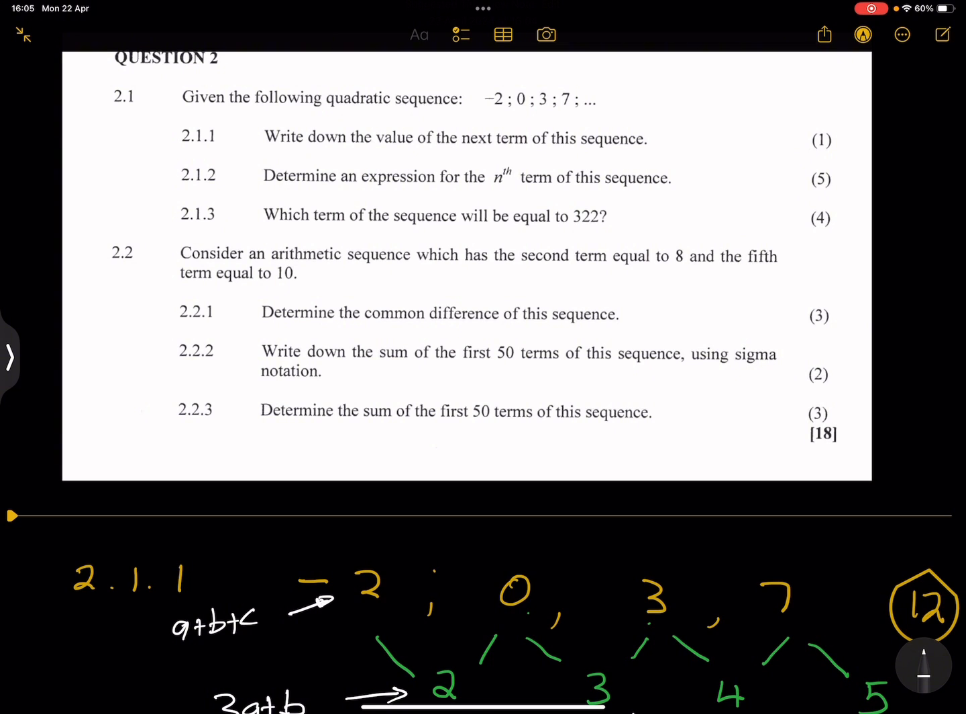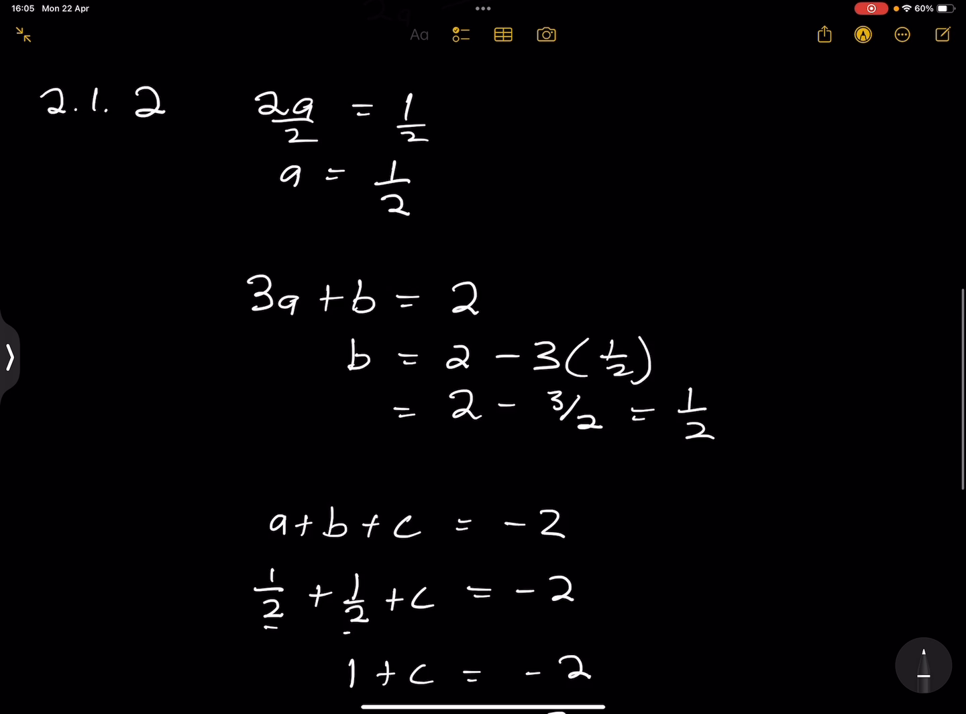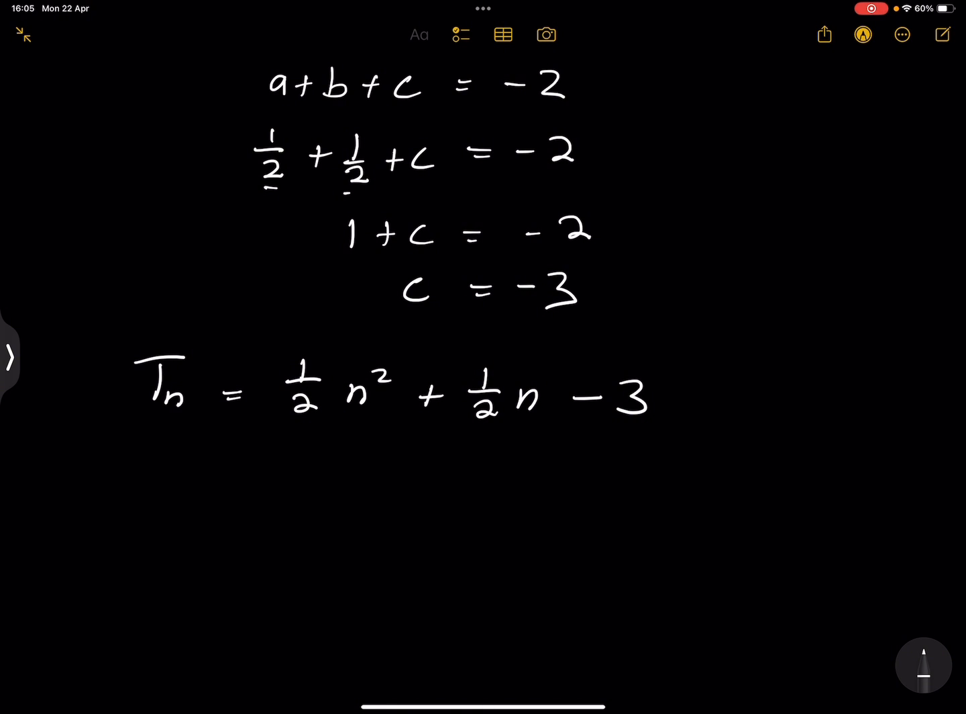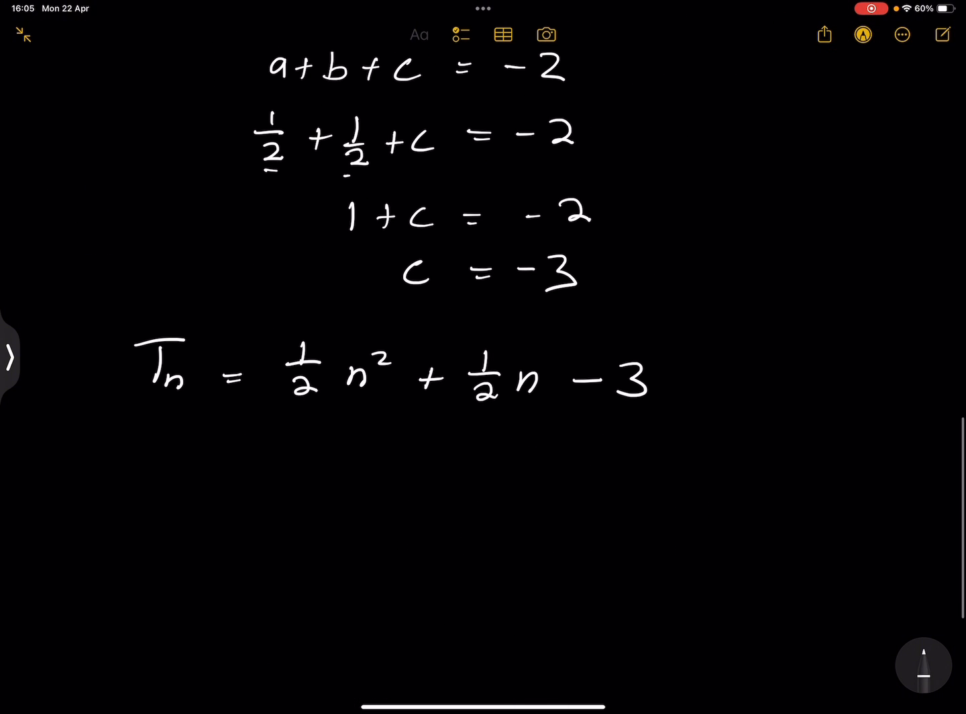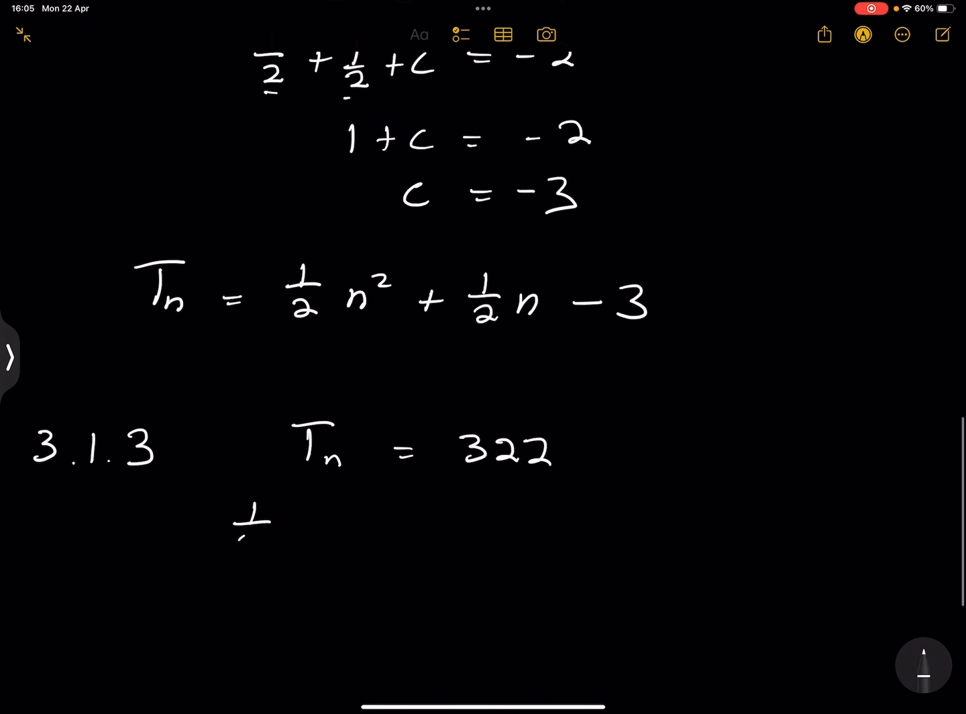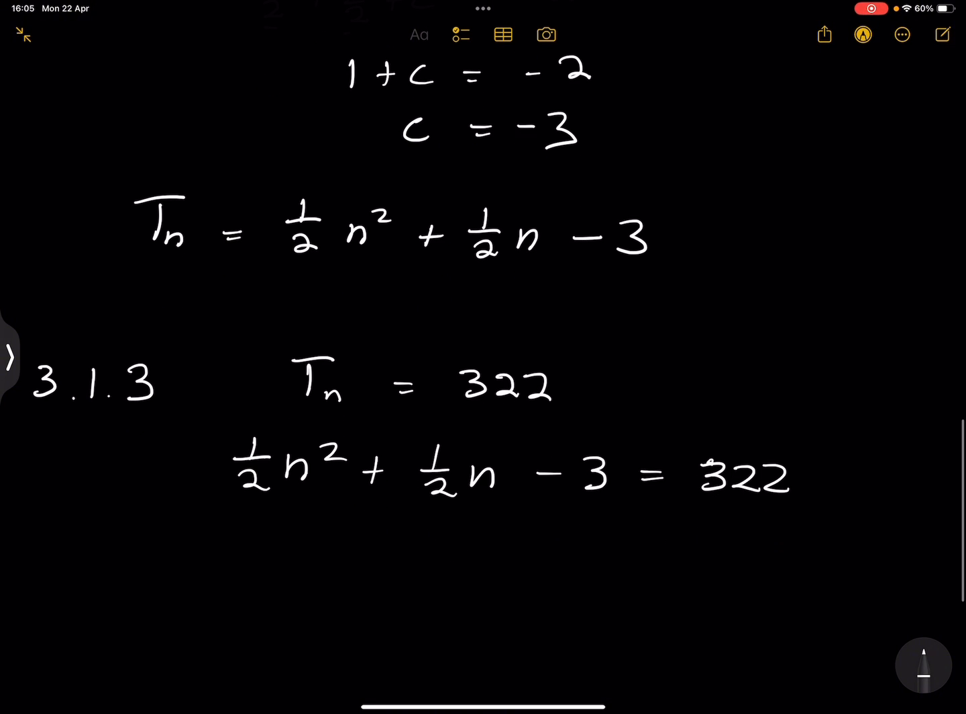They say which term of this sequence will equal 322, right? So we want to know what value of n will give us the 322. So 3.1.3. So we know that Tn is equal to 322. So half n squared plus 1 over 2n minus 3 should be equal to 322, right? And let's try and simplify.